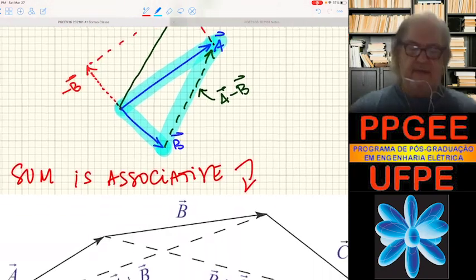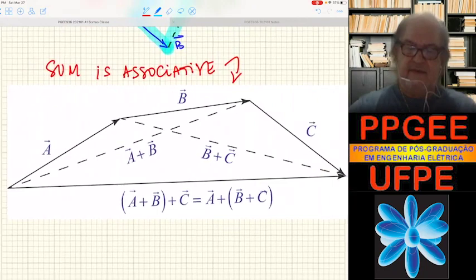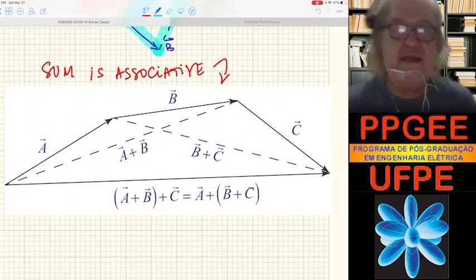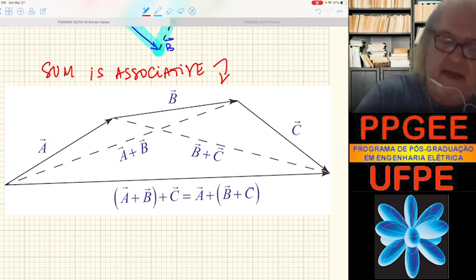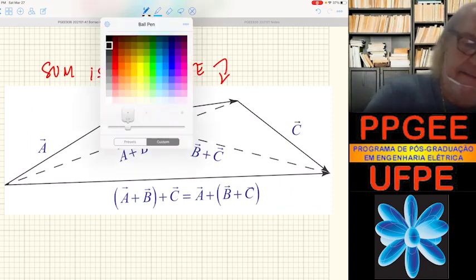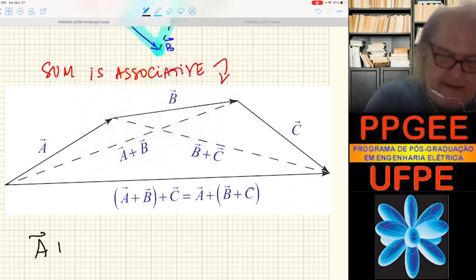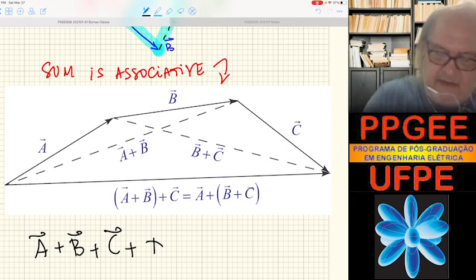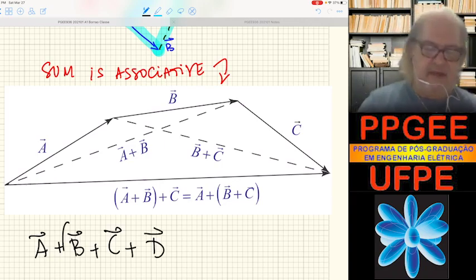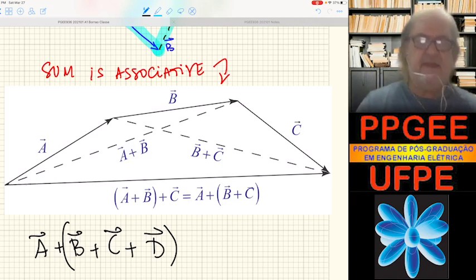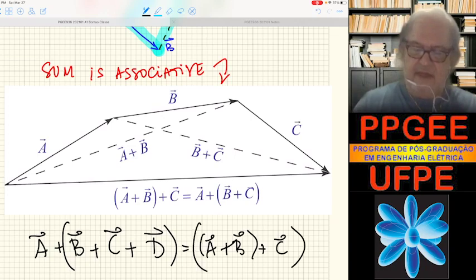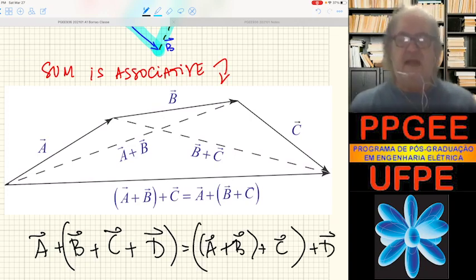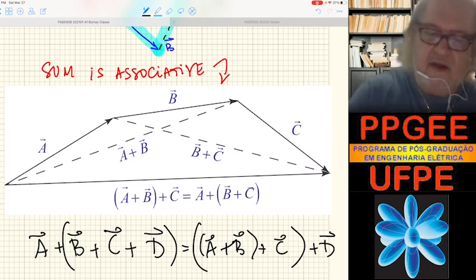Another important property of the sum is that it's associative, right? You can associate, I mean, it's n different elements. You can have A plus B plus C plus D, etc. And you can associate in different ways. You can do like this. You can sum A with the sum of the rest. You can, for instance, sum A plus B plus C, then you associate that plus D. You can do different associations, and the result is not going to depend on how you associate all of this, okay?